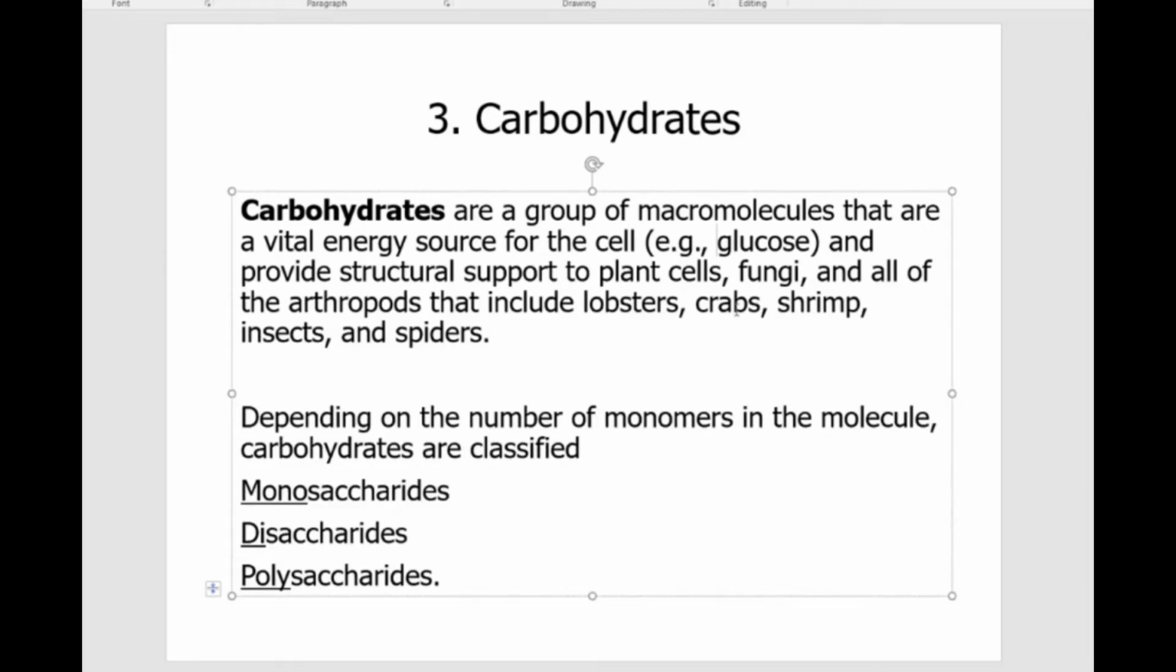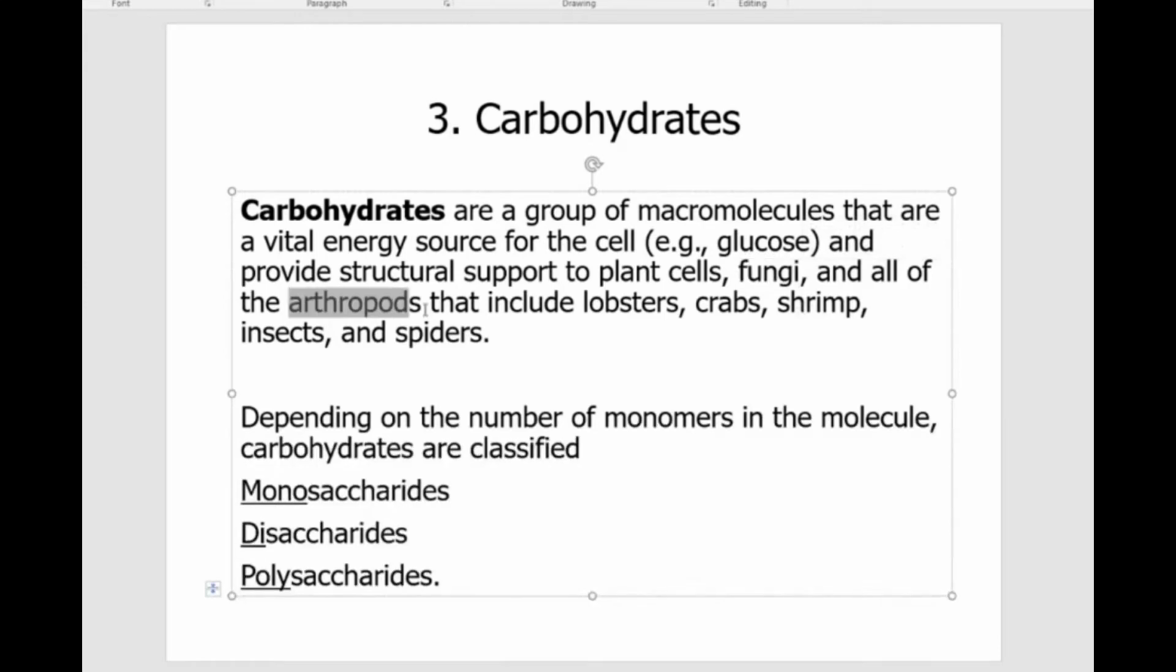Another main purpose for having carbohydrates is that they can provide structural support and protection. Examples are cellulose in plant cells. Like when you eat celery, there are a lot of fibers. You chew and chew and chew. That's made of carbohydrates, and they provide that structural support to plant cells. In fungi, there are also carbohydrates, again for similar purposes.